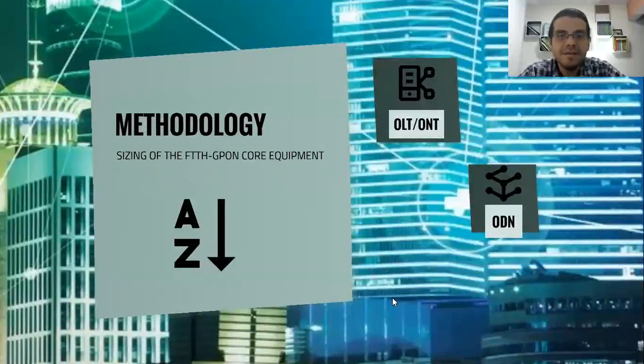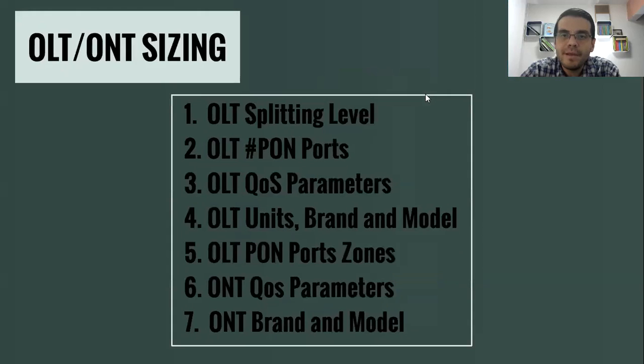Methodology, sizing of the FTTH-GPON core equipment. So in the paper, we divided this process in two. First for the OLT and ONT, and the second one for the ODN, that is the optical distribution network. So let's start with the first one. And let's see, what does the methodology consist of?